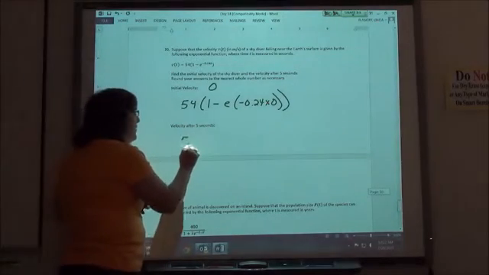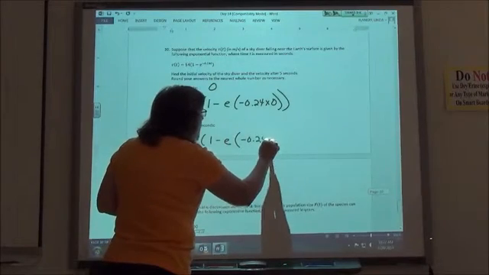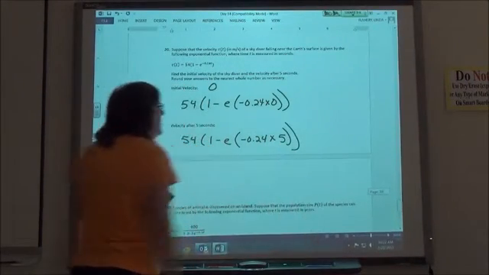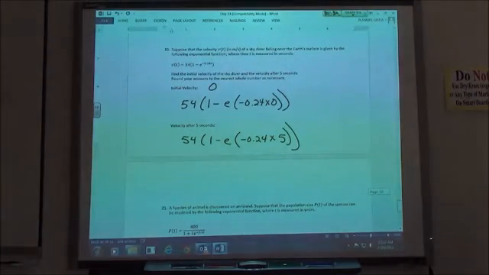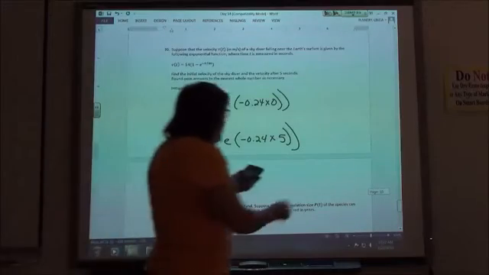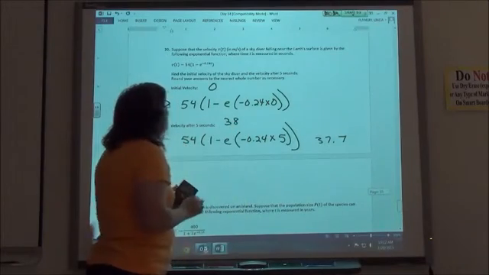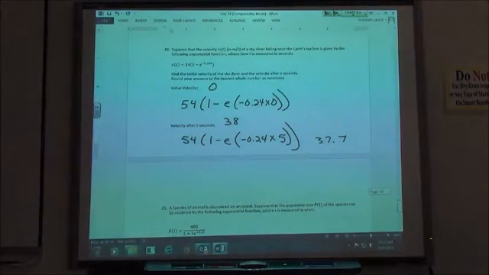After 5 seconds, 54, 1 minus e to the negative 0.24 times 5. Now this one we'll have to round off, so of course we have to use our parentheses. It doesn't come out nice. So, 54, parenthesis, 1 minus shift natural log, parenthesis, negative 0.24 times 5, close my parenthesis again, hit equals. I'm getting 37.7, rounding that off, 38. So now he's falling 38 meters per second.